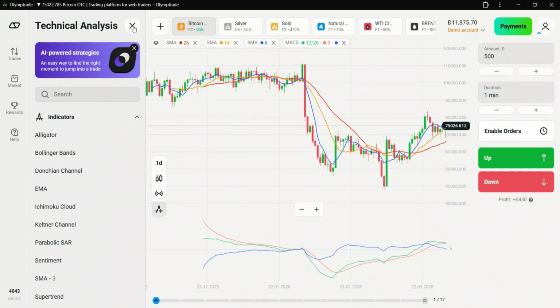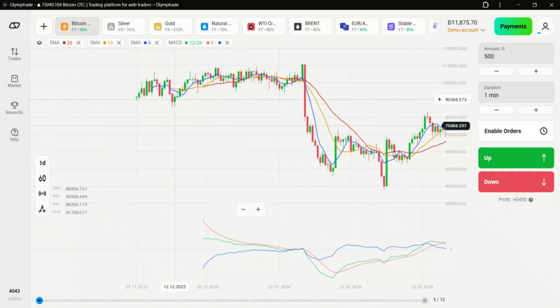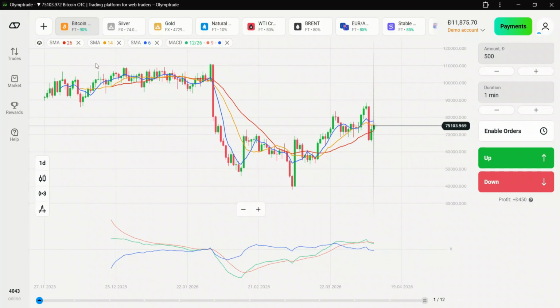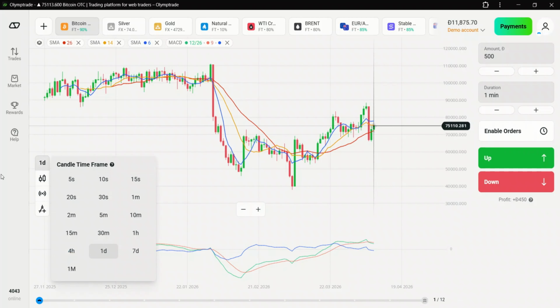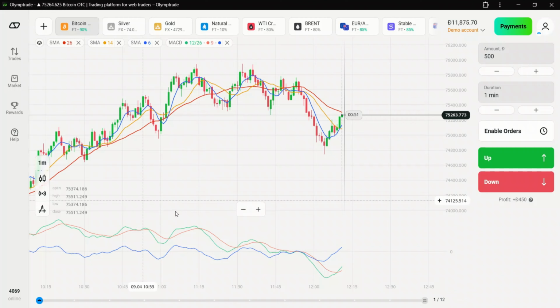So right now I'm going to show you how I use this strategy. Let's go to a lower time frame. You can see you can select many time frames. So let's go to 1 minute. I like to use 1 minute. 1 minute is also good for this strategy.